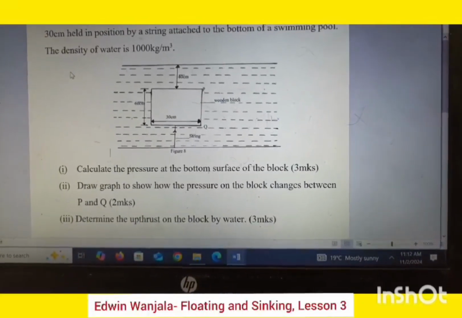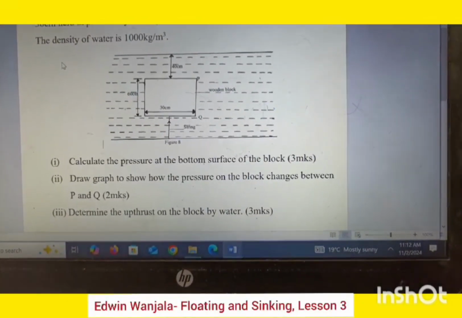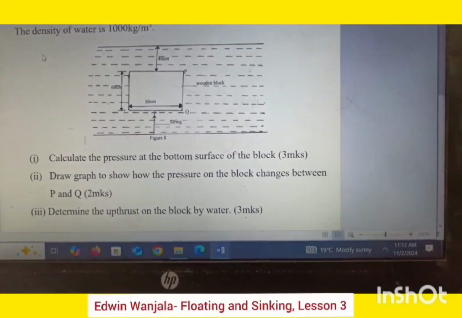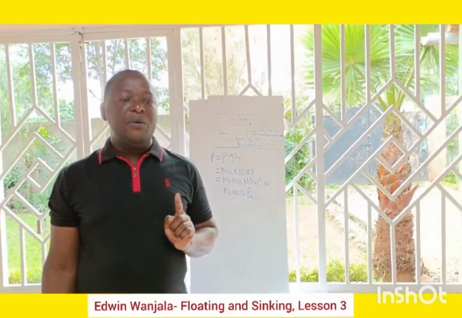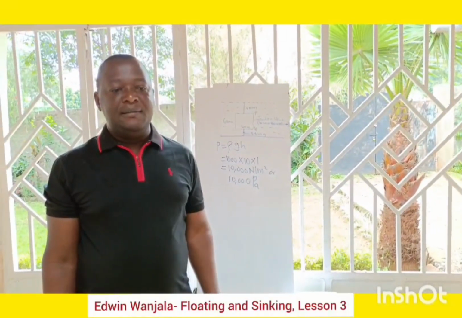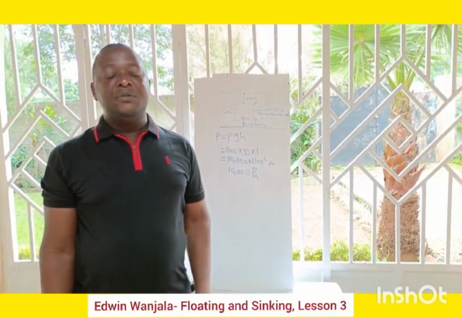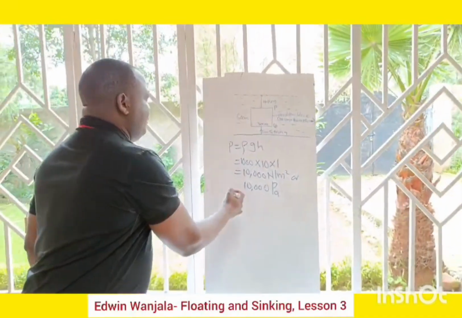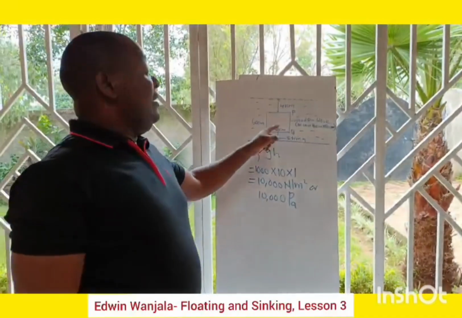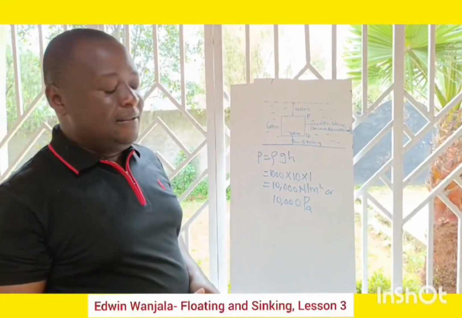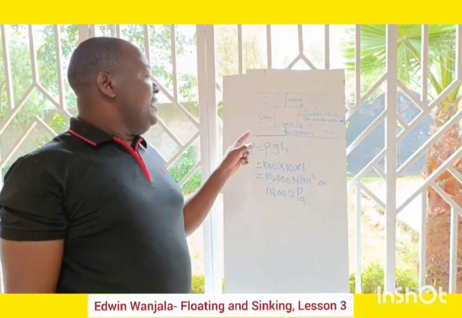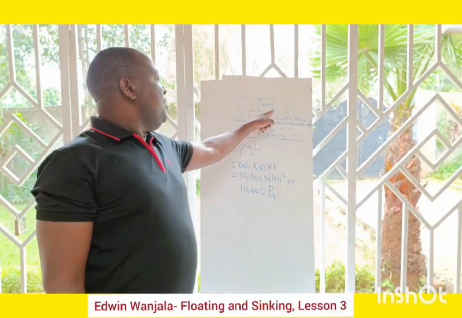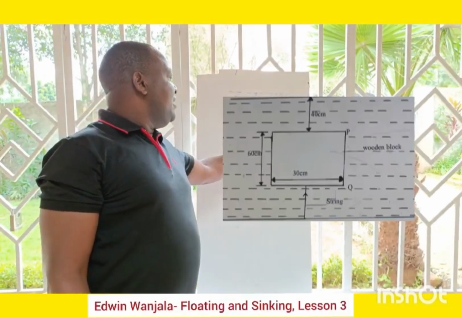Then Roman 2 is draw a graph to show how the pressure on the block changes between P and Q. I believe you can see P and Q there. Draw a graph of pressure changes between points P and Q. So from the pressure concept in Form 1, we understand that the pressure in liquids increases with increase in depth, implying that pressure at point P is lower than pressure at point Q.